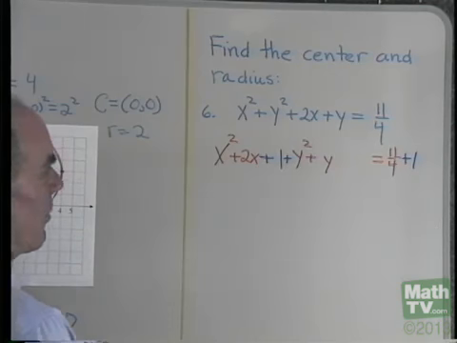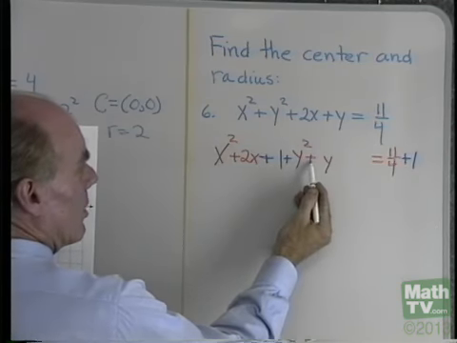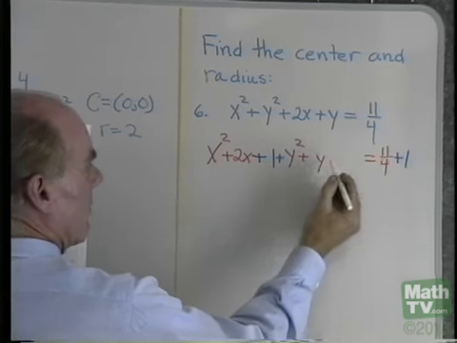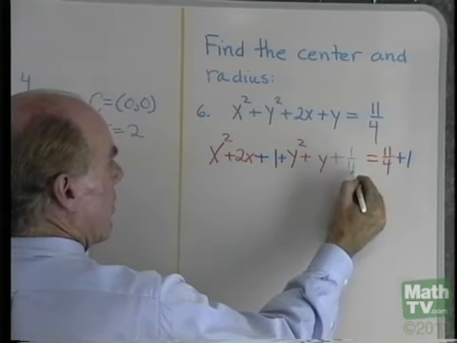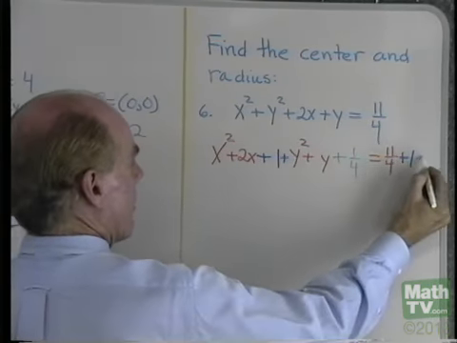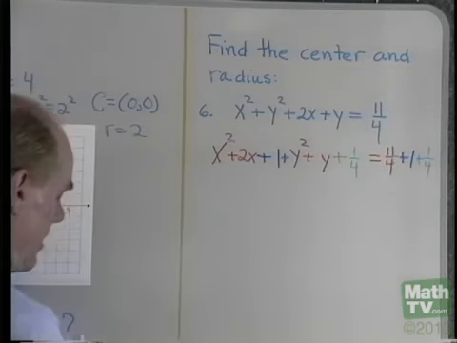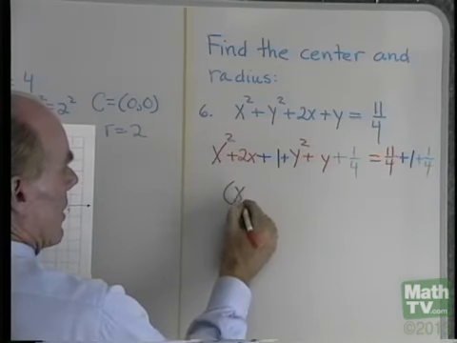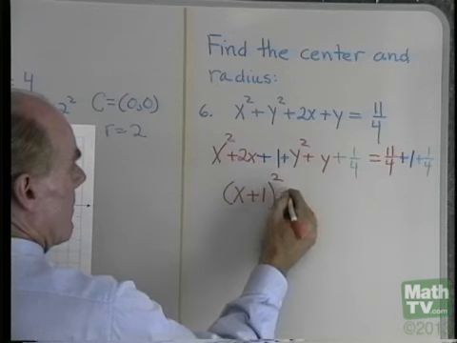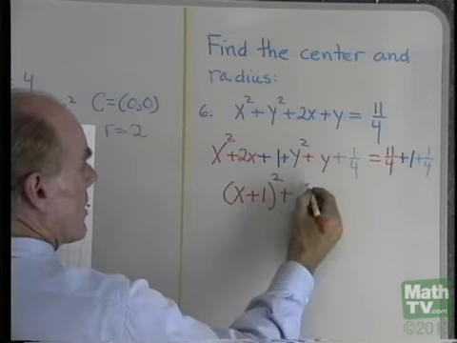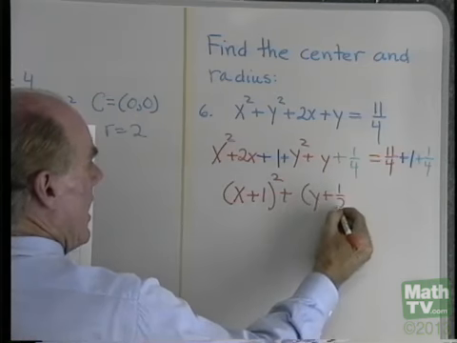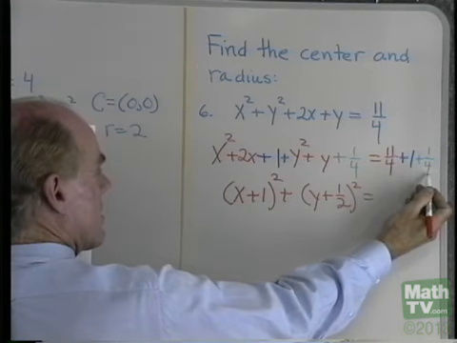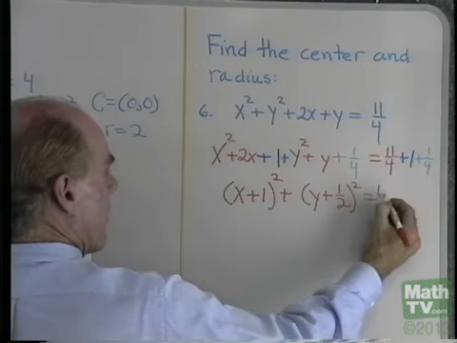And now I want to complete the square on y. I notice I have 1y squared, and the coefficient of y is 1, half of which is 1/2, the square of which is 1/4. So I'm going to add on 1/4 here to complete the square on y, and so I need to add 1/4 to the other side also. Now let me see what I have. I have x squared plus 2x plus 1, so I can write that as the perfect square, x plus 1 squared. Y squared plus y plus 1/4 is the square of y plus 1/2. And then I have 11/4 plus 1/4, which is 12/4. 12/4 is 3 plus 1 is 4.